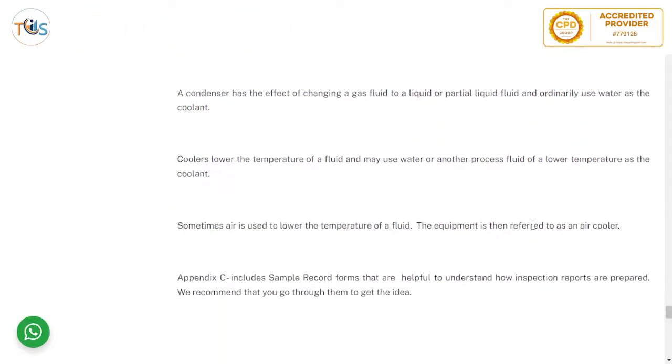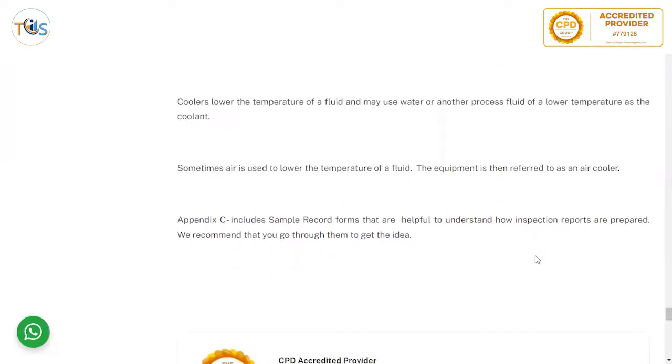A condenser has the effect of changing a gas fluid to a liquid or partial liquid fluid, and ordinarily uses water as a coolant. A cooler lowers the temperature of a fluid and may use water or another process fluid of a lower temperature as the coolant. Sometimes air is used to lower the temperature of the fluid. This equipment is then referred to as an air cooler.